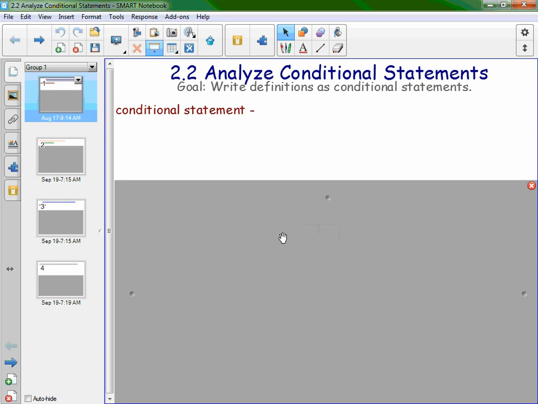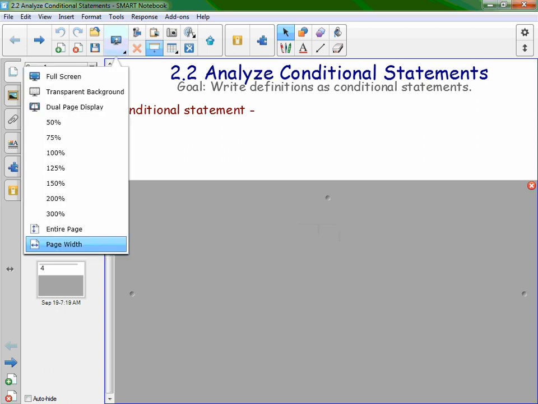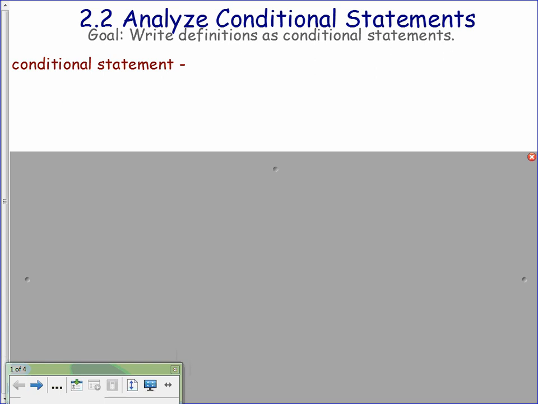Today we are going to discuss section 2.2, analyze conditional statements. So our goal is to write definitions as conditional statements. So first, what is a conditional statement? It is a logical statement. It is written in what we call if-then form.